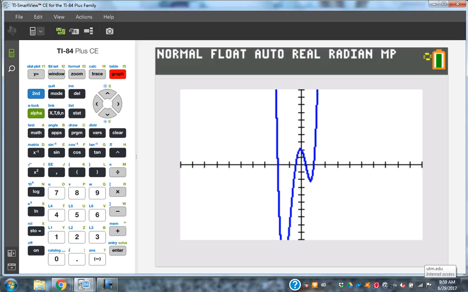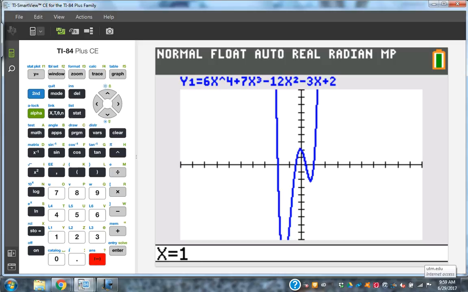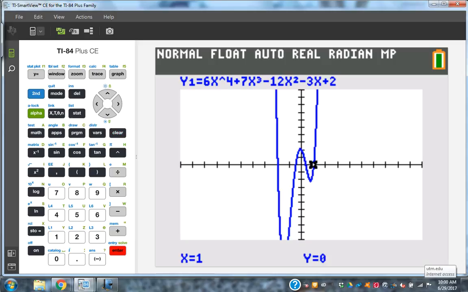I want to find a good number where it crosses the x-axis, because that's what zeros are, where they cross the x-axis. So I'm looking at this graph, and I look over here. That looks like +1 maybe right there. I'm going to try it. I'm going to hit trace, +1, enter. Hey, what do you know? It gave me y equals 0. That means 1 works.